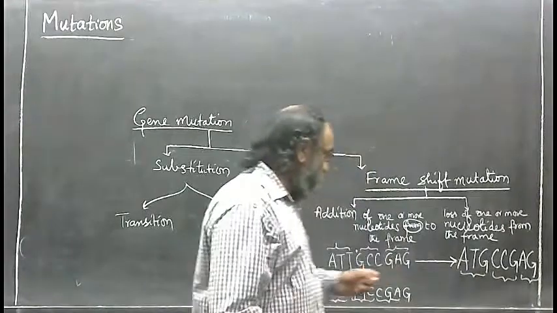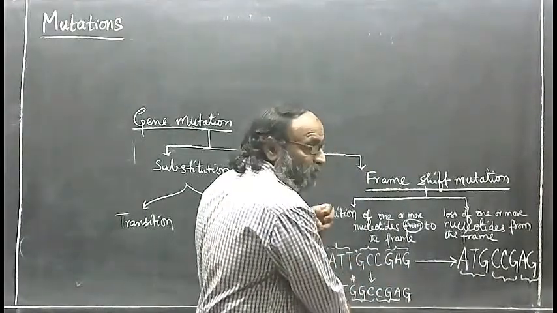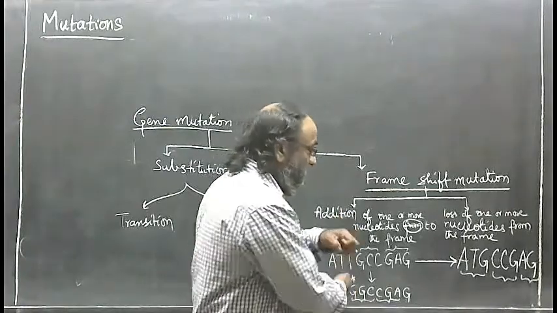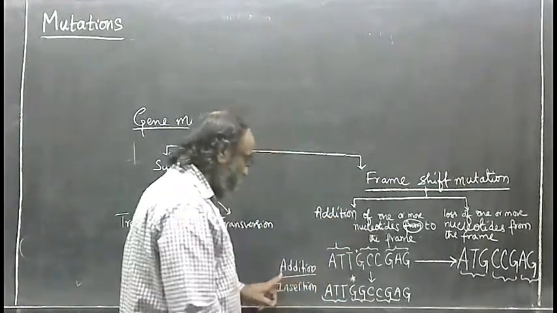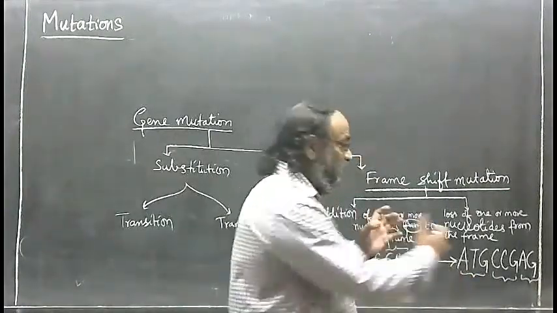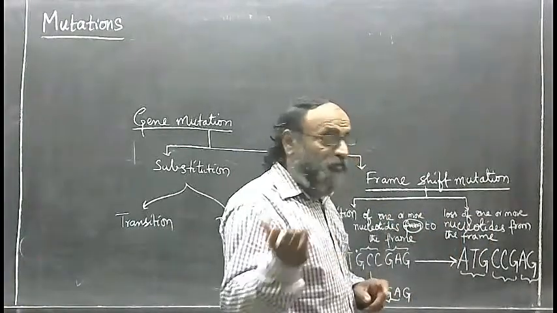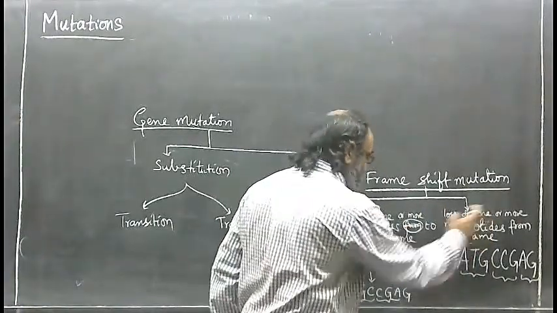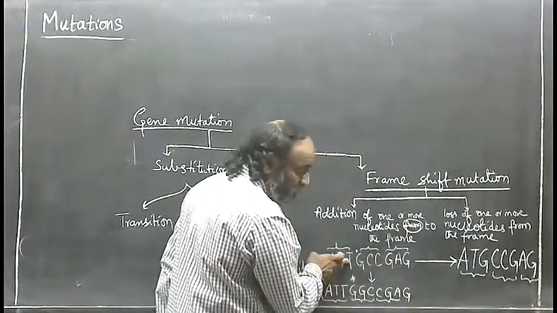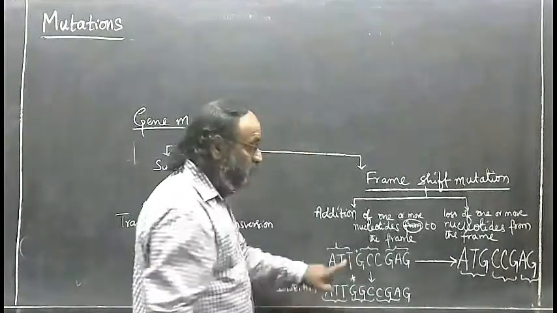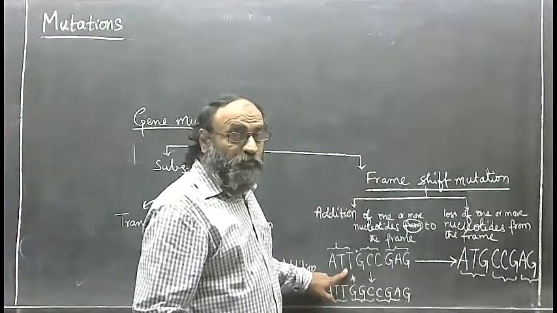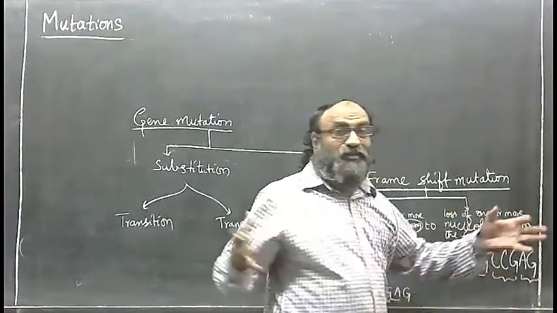In the earlier case, there is increase in the length of the frame upon the addition of 1 or more nucleotides. Then it is addition or insertion. Here, there is a decrease in the length of the frame upon the removal of 1 or more nucleotides. What is the nucleotide that is removed in this case? The thymine nucleotide is removed in this case. Therefore, it resulted in a decrease in the length of the frame.